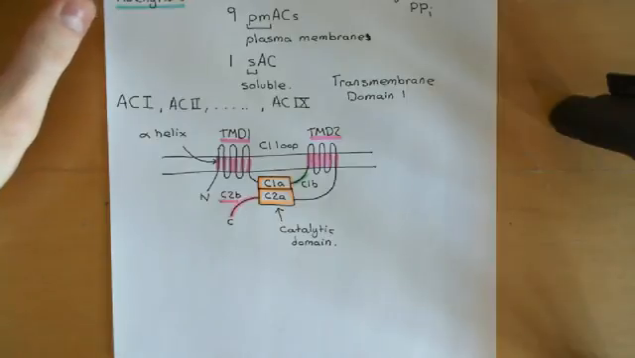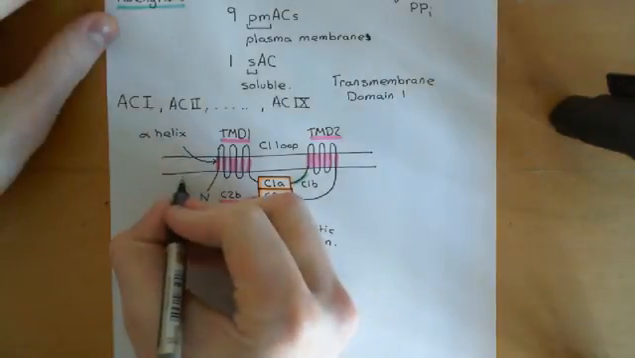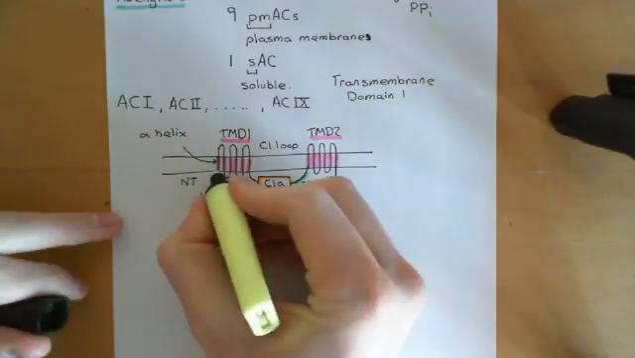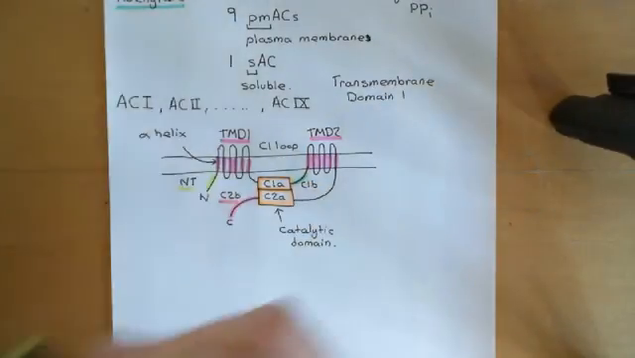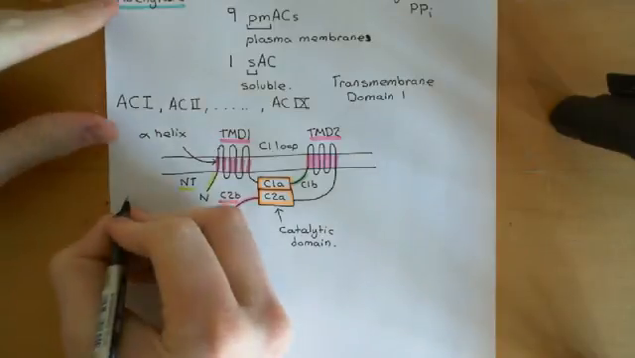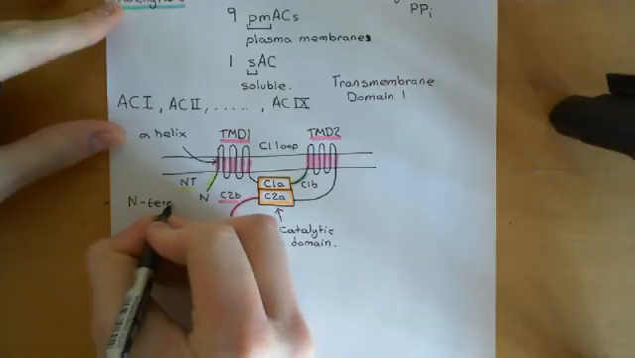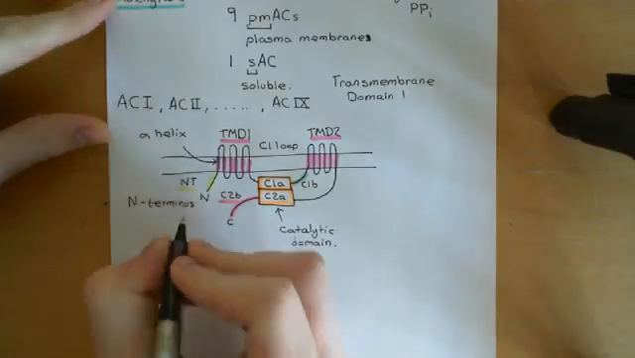But before I finish this video, I'd like to put one more thing out there, which is that this portion prior to transmembrane domain 1 here, now highlighted in yellow, is known as the N-terminus, or just abbreviated down to the NT here. So this is the N-terminus of the adenylyl cyclase.